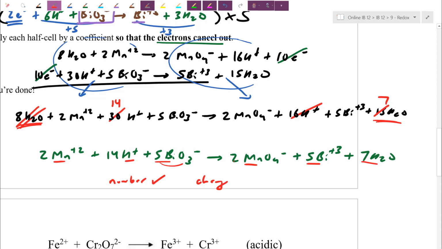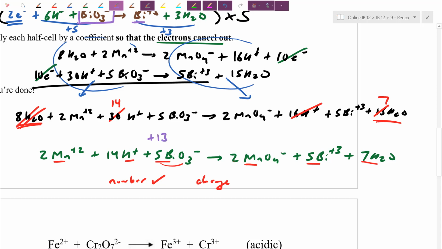You want to check for total charge. Usually I don't have time to check for number of atoms. I'm going to assume that's right. If your total charge matches up, you're probably okay. So what's the total charge? I have 2 times 2, so it's plus 4, plus the 14 here, so that's going to be plus 18, minus the 5 from here, so plus 13 is my total charge on the left side.